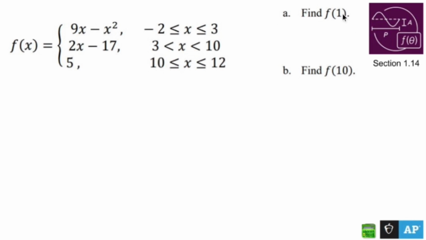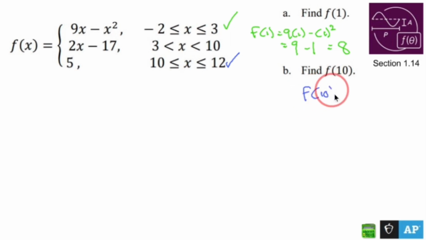So when f is 1, that applies to this scenario right here. f of 1 equals 9 times 1 minus 1 squared. 9 times 1 is 9. 1 squared is 1. The answer is 8. Easy peasy. When f is 10, that includes that guy right there. And when f is 10, no matter what, you're going to get 5. So f of 10 is 5. Hope this helps.